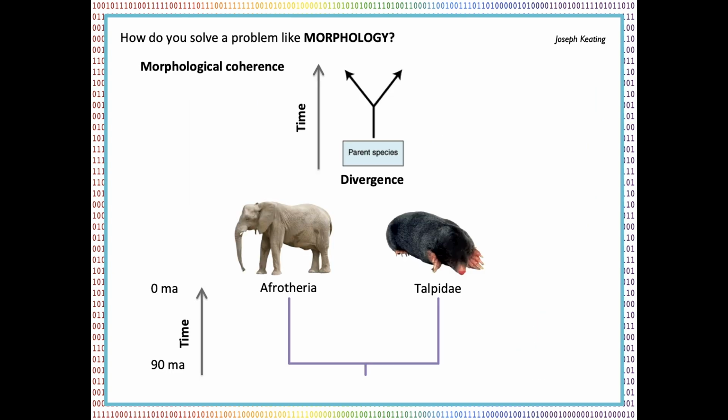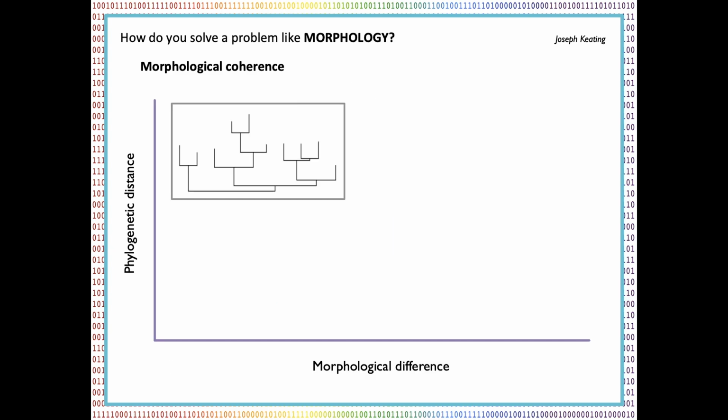Under a stochastic model, we should expect evolution to be predominantly divergent. Lineages will accumulate independent character changes as time passes. Consequently, we should expect to see strong morphological coherence. That is, a strong correlation between the phylogenetic distance of any two taxa and their morphological difference.